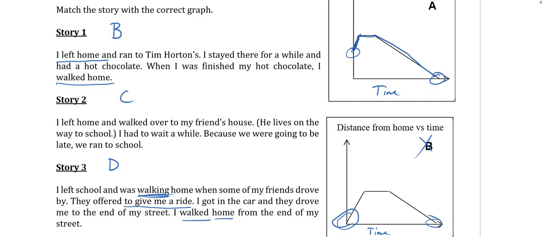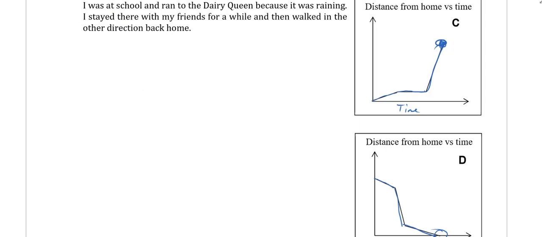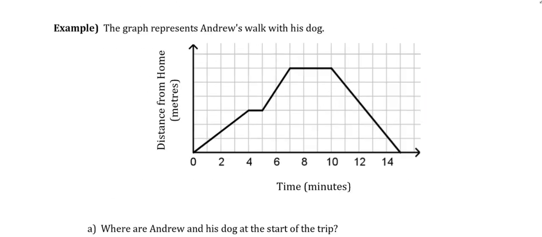See what this story graph stuff is like? Sometimes it gave us the story and the graph and we had to match them. Thinking about where it started. Thinking about distance from home. So where's home on the graph? For each one of these, home was there in the corner. We had to think about speeds a lot. Where it started, where it ended, those kinds of little tips. Okay, let's look at the next one.